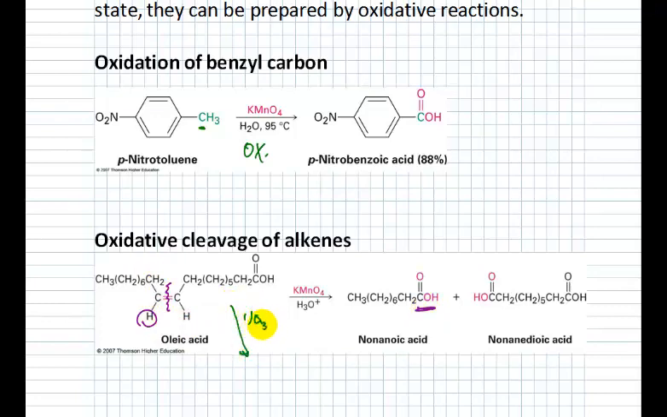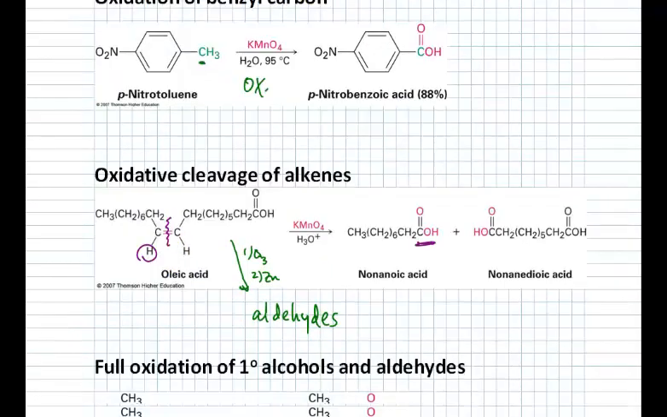ozonolysis, O3 and zinc in step 2. Instead of the carboxylic acids, that will give aldehydes in this case, since this was just a double bond with one R group on each carbon. In other words, there was an H on each carbon. So ozone just snips it and makes it into a carbonyl. Potassium permanganate oxidizes those further to carboxylic acids.